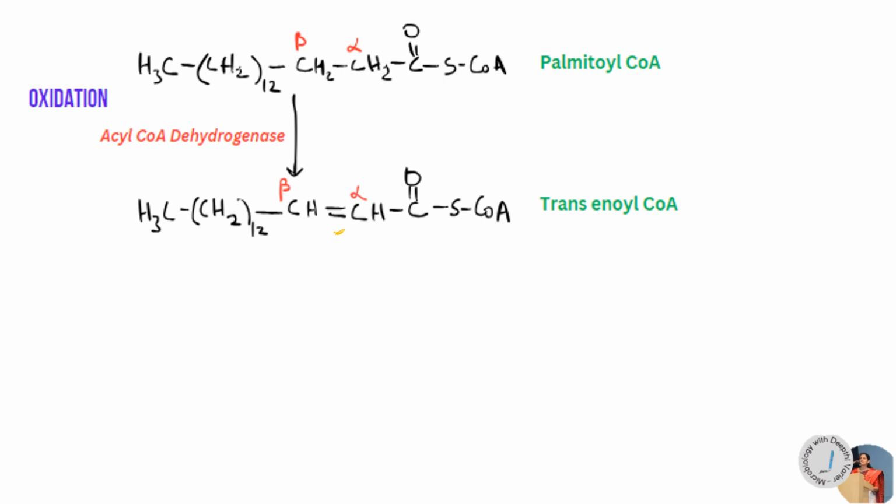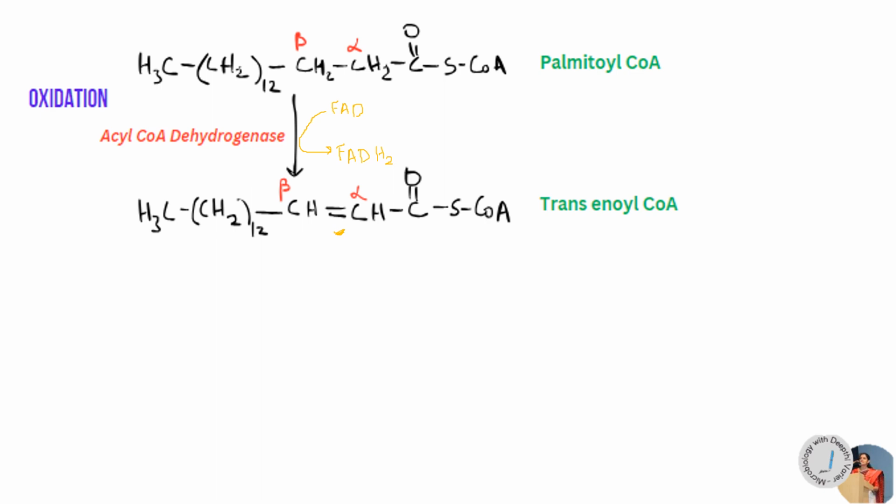Now that hydrogen which they have lost is being gained by someone else, and that someone else is FAD. So FAD, which is flavin adenine dinucleotide, accepts the hydrogen which is being released by our substrate, that is palmitoyl-CoA, and then gets converted into FADH2. This is a very important compound because it's again acting as an energy carrier. It is going to give us ATP later. So FAD gets converted to FADH2. Why? Because it has taken up the hydrogen which was lost by palmitoyl-CoA.